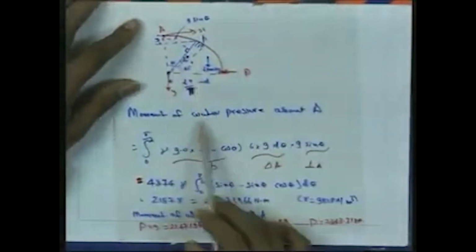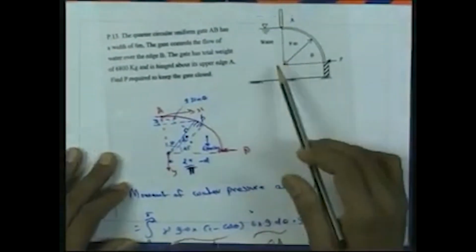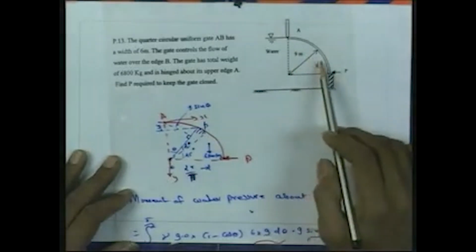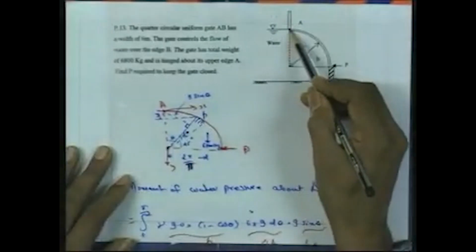This integral we have considered only as far as the water acting on the gate is concerned. If you want to find the force P, now we will be considering all the forces as far as this gate is concerned. The forces here are the water pressure acting from this side, the force which we want to keep it closed, this P, and the weight of the gate, 6,800 kilograms. To find P required to keep the gate closed, finally we will be taking a moment of all the forces about this point A.